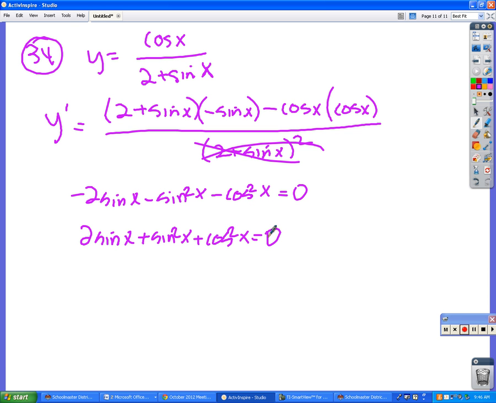Big trig identity staring you right in the face. Most important one of all time. Ben said it. Sine squared plus cosine squared equals 1. Okay, so really what we're messing with is 2 sine of x plus 1 equals 0. So we're pretty much in the exact same situation as we were with the other one. Subtract 1, divide by 2. We are looking for where the sine of x equals negative 1/2.